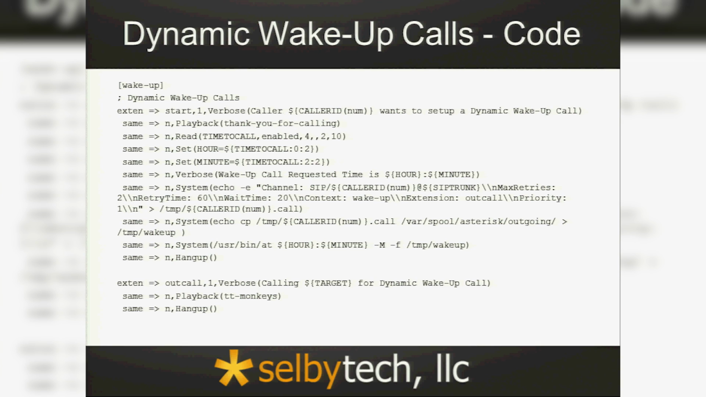See, I have SIP caller ID num. That's basically pulling the number that would pull my cell phone at my SIP trunk. That way, the call is going to go back out over my SIP trunk to that phone number. Tell it, okay, max retry is 2, retry time 60 seconds, wait 20 seconds between retries. Go into context wake up and extension out call, which is down here, priority 1. So we're going to go to out call priority 1.